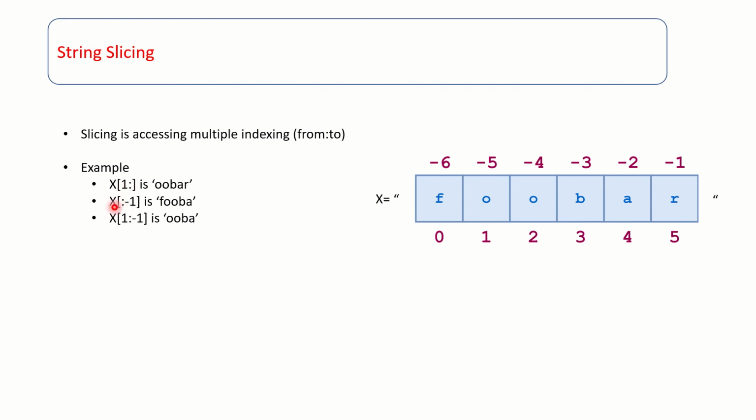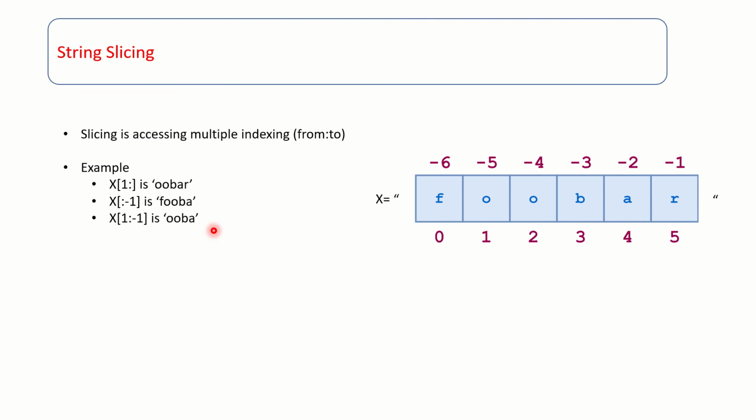Now in the second example, I didn't give a from, so it automatically starts from the start. So up to the -1 element, not up to the end. The -1 element means before that. So FOOBA, up to that it will call. Likewise, we can call any range. Now, in another example, I have given 1 to -1. That means OOBA. Likewise, it will call.